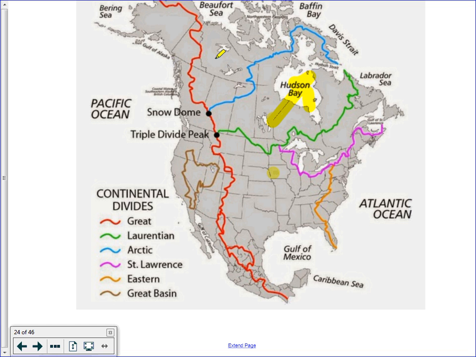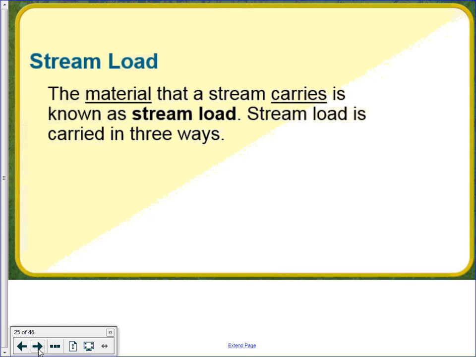These are all different divides. If you're on either side of one, your runoff is going to feed two different areas. These regions are called watersheds. These colored lines are called divides. Those are two vocabulary terms that people frequently confuse: the difference between a divide and a watershed.